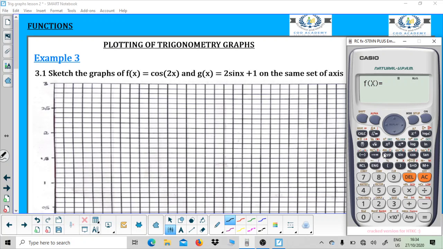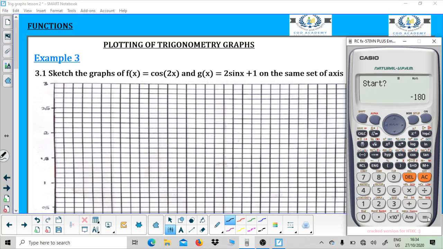So our function of x this time is cosine of 2x, cos, and then you have your 2x over there. Okay, and then your g of x is 2 sine, and then we have to put x there, plus 1. That plus 1 is not inside the bracket, so make sure you're doing it right. Okay, that is what we have.